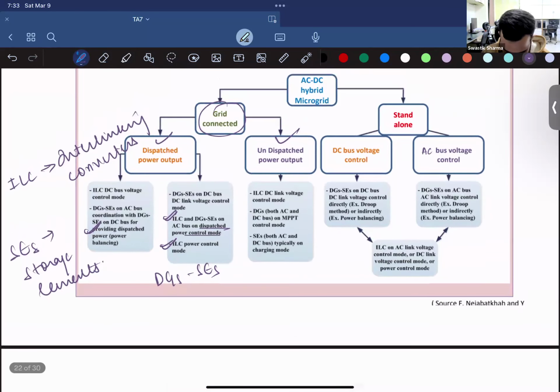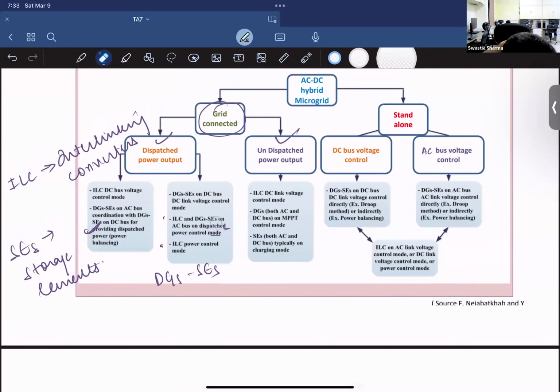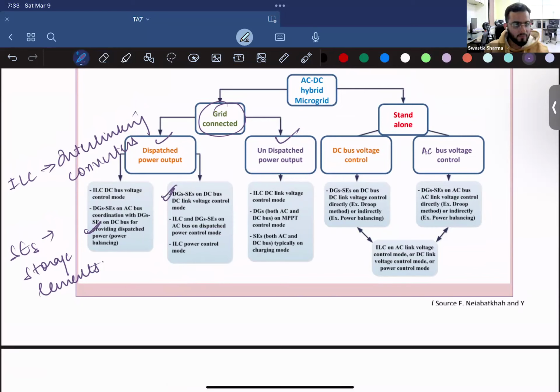Sorry, I said this for undispatched. So in one way, your ILC is controlling your bus voltage, but in the other, your DGs are working to regulate your DC voltage. In undispatched, your interlinking converters regulate your DC bus voltage, your DGs work on MPPT, and your SEs are typically on charging mode, so that they are able to soften the curve of your DG output.